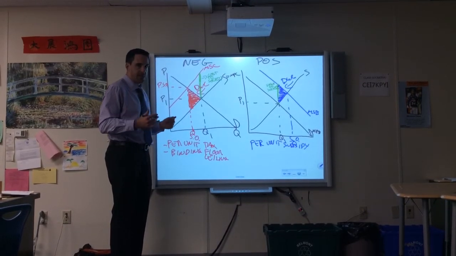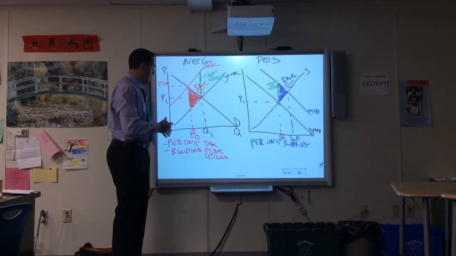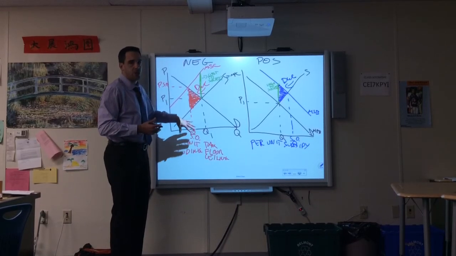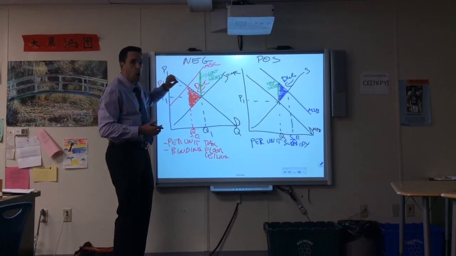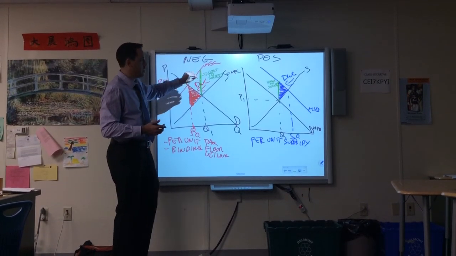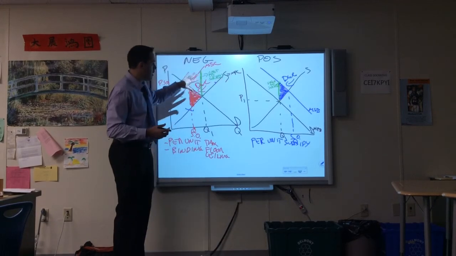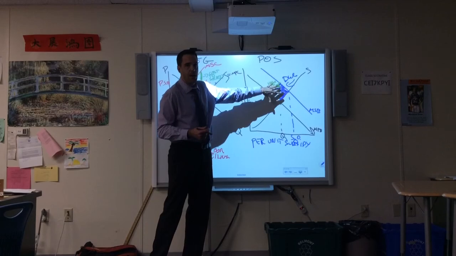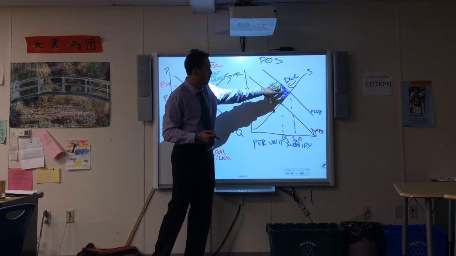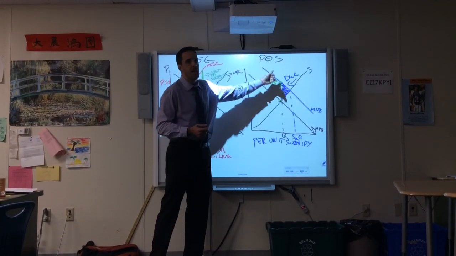And the deadweight loss exists in the presence of an externality because we're not producing at the socially optimal quantity. In the negative externality, there's an over allocation of resources by the market. The private market is producing too much of this good. In the positive externality, there's an under allocation of resources. The marketplace is not producing enough of this good.